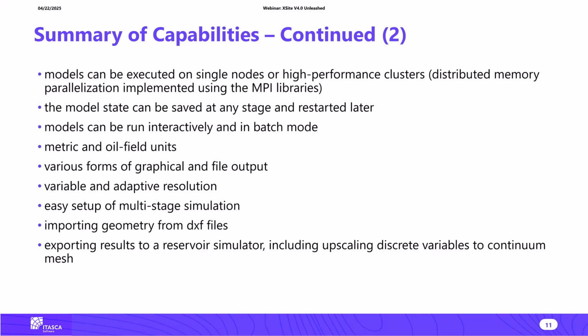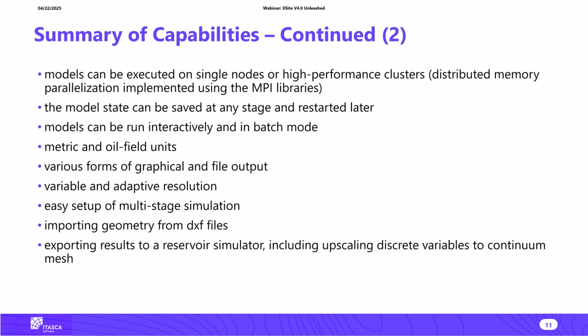And then, in terms of convenience of running models, a model can execute on a single node or on high-performance clusters, and that's something that we are going to talk a little bit more about today. When running models on high performance computer clusters, we can take advantage of distributed memory parallelization, where the same model can be executed on multiple computer nodes. And that parallelization is implemented using MPI libraries.